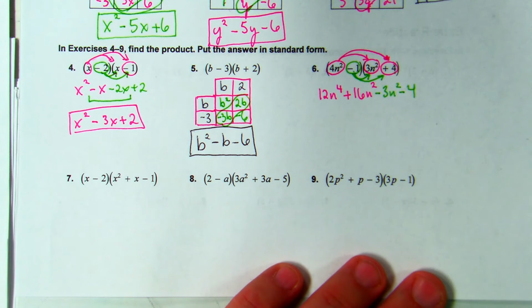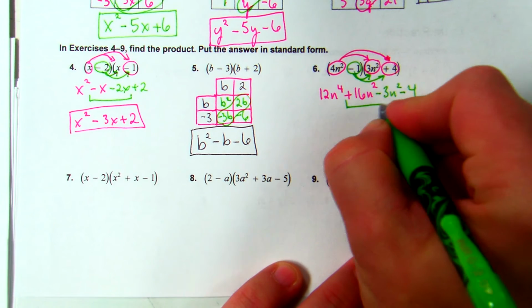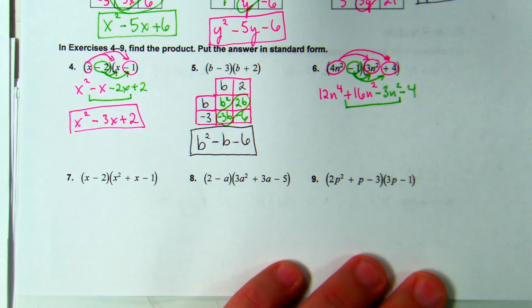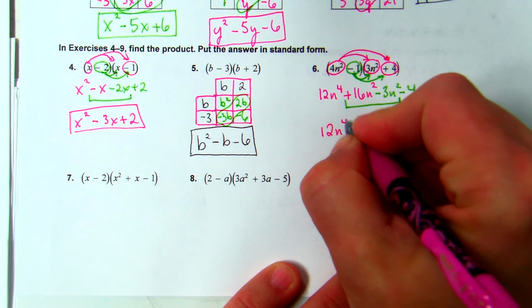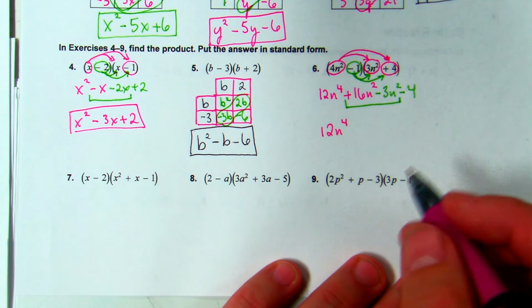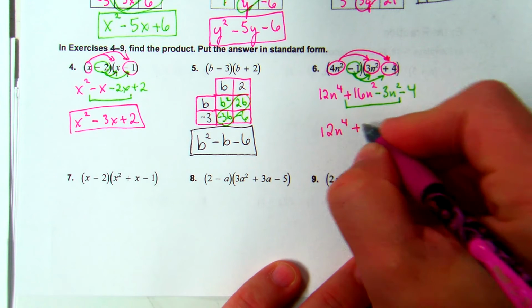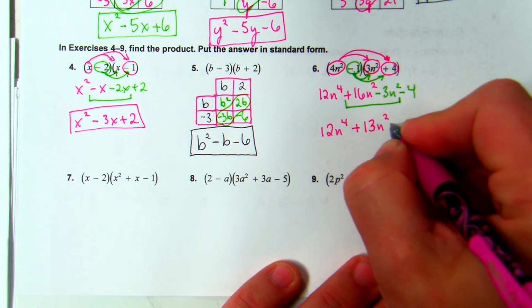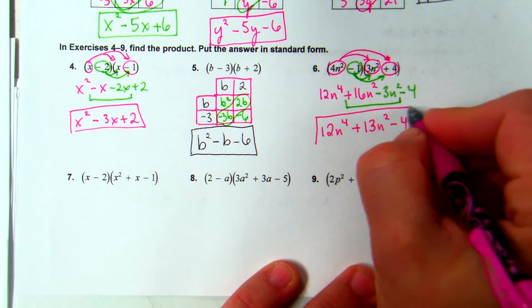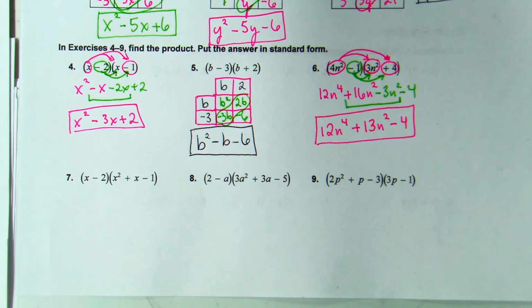Now you'll notice, once again, I can combine terms in the middle here, this 16n squared and the negative 3n squared. So my final answer in standard form, greatest degree to least degree here, is going to be 12n to the 4th plus 13n squared minus the constant 4. Okay, on number 7, I'm going to do number 7 and 8.